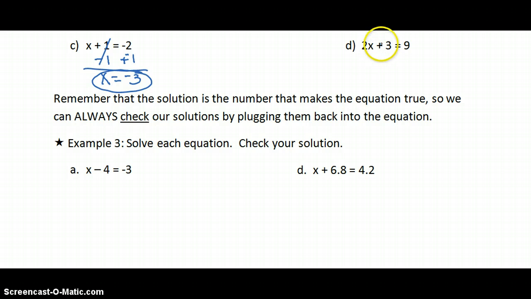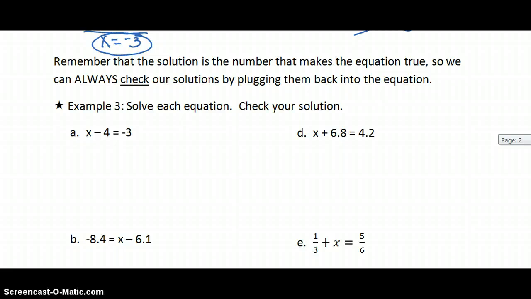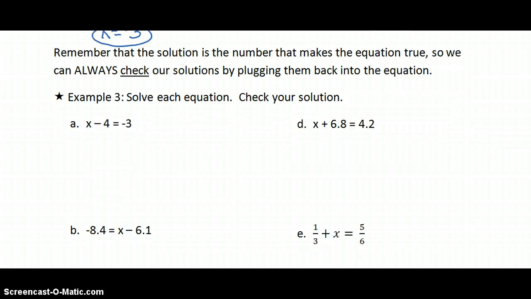Alright, I've accidentally slipped a two-step equation in here, so stay tuned. I'll show you how to do that in an upcoming video soon. Remember that the solution is the number that makes the equation true. So we can always check our solutions by plugging them back into the equation. So let's look at these examples where they ask us to solve each equation and then check our solution.